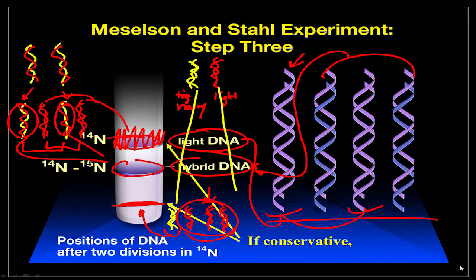So if they ask you just where are the bands, that's one thing. If they ask you how much material will be there, in the semi-conservative model here, the same amount would be at each spot. If the conservative model was true, there'd be 3 times as much DNA up in the light area as there was in the heavy because of this. And I hope you can see that.